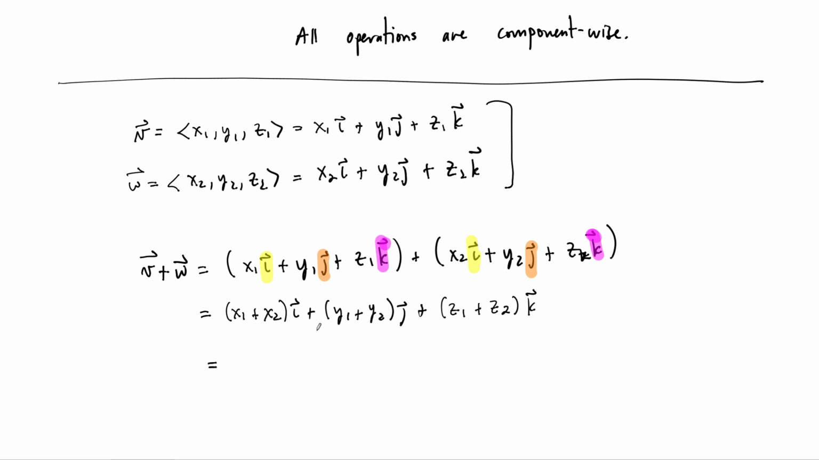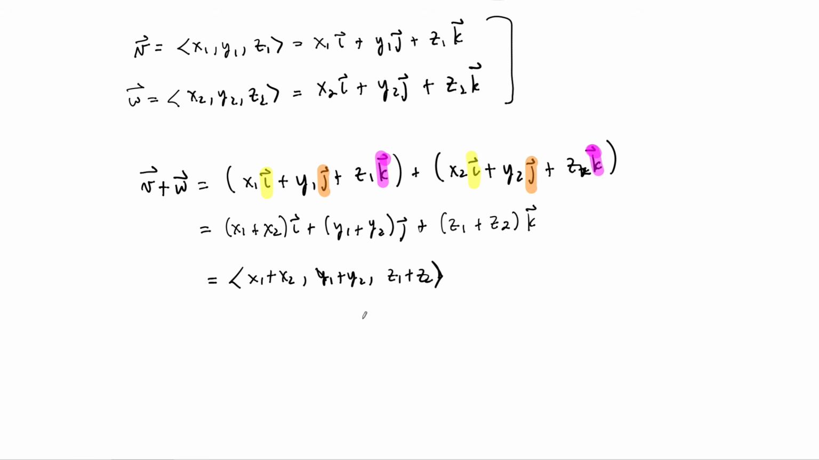And altogether, if you want to convert this back to standard form from its ijk form, you get exactly the same formula as what we got up above. All right? So x1 plus x2, y1 plus y2, z1 plus z2. There's the component form for vector addition.